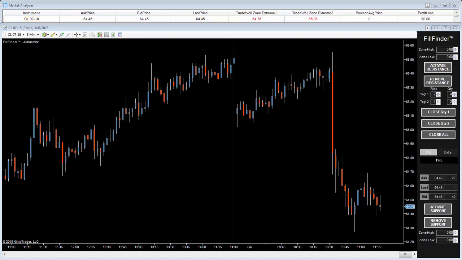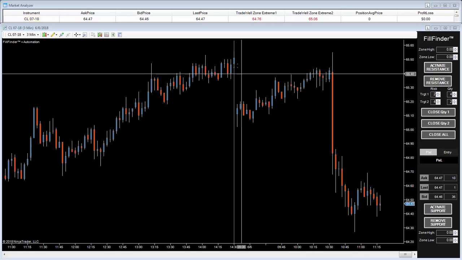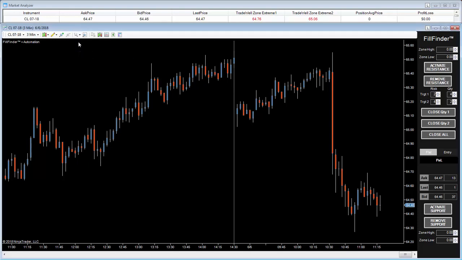We're looking at the use of TradeWell along with PhilFinder, and we're applying it today toward July 2018 crude futures, crude oil, CL. On Wednesday, June 6th, we've had a big push to the downside. TradeWell has picked up on this and is now showing a sell zone that begins at 64.76 and goes up to 65.06, so we just take 64.76 and 65.06, activate resistance, and we've now got our zone up on the screen.